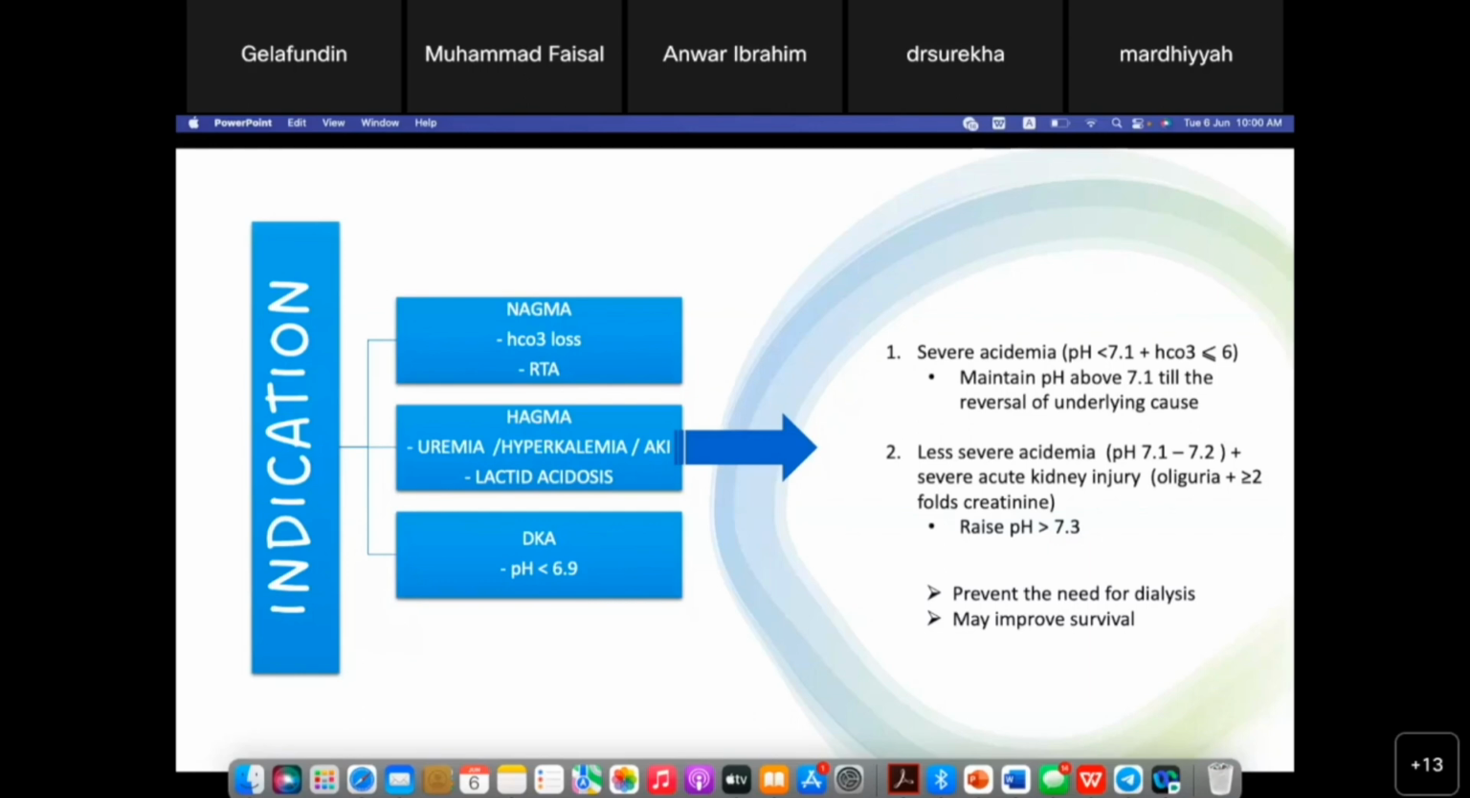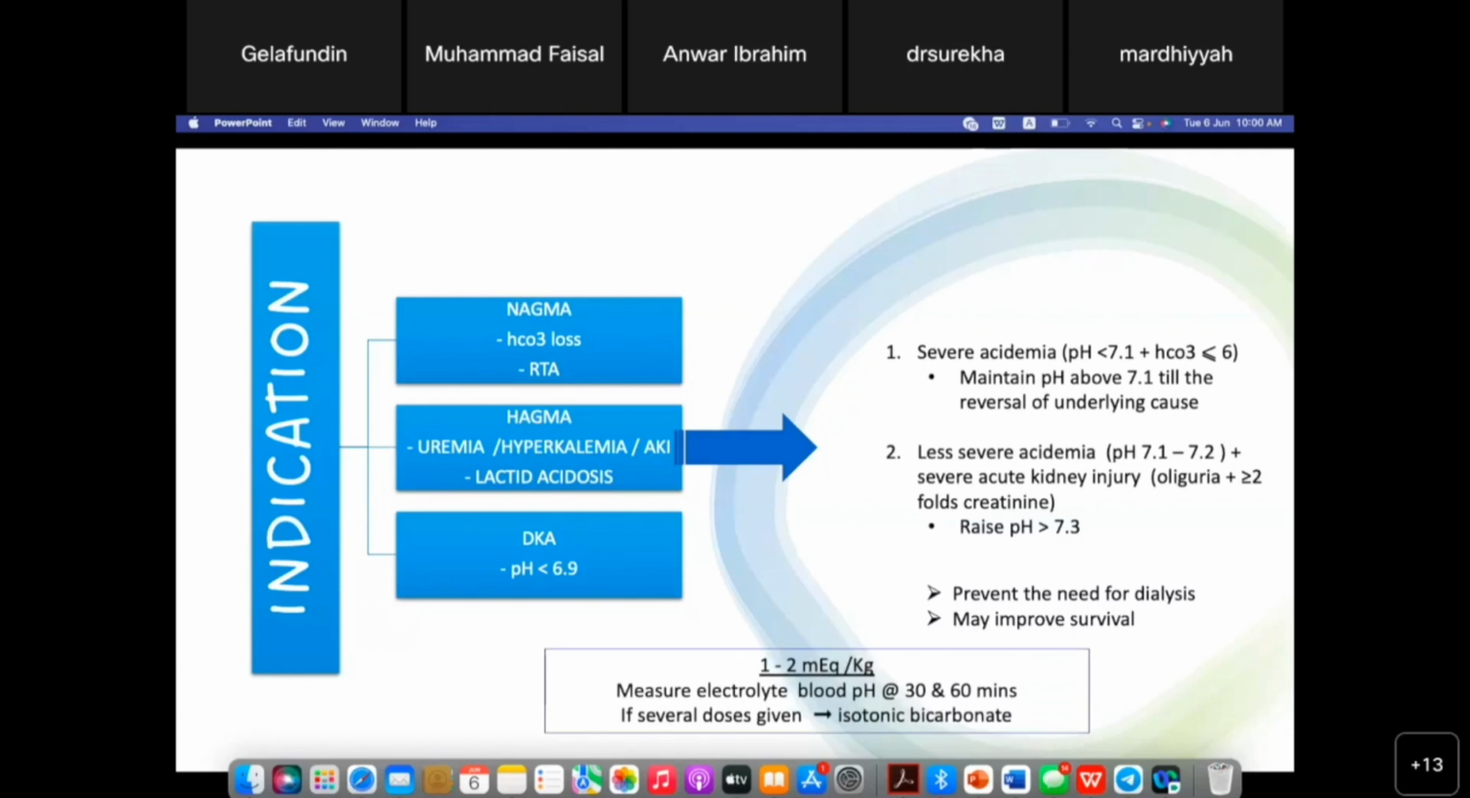As for how much to give, it mentioned you can give about 1 to 2 milliequivalents per kilo. Then you measure the electrolytes and blood pH at 30 or 60 minutes. If it is not enough, you can repeat, you can give several doses. But if many doses are given, then you might consider giving isotonic bicarb.